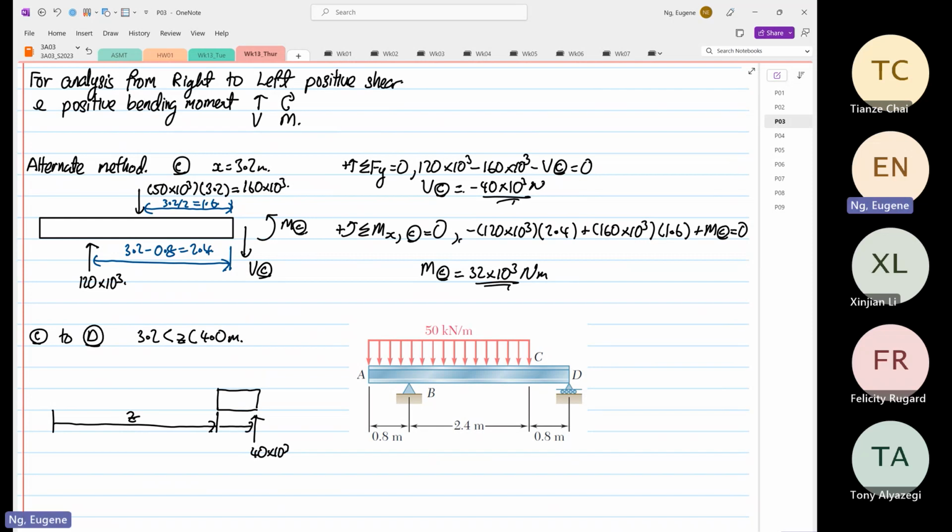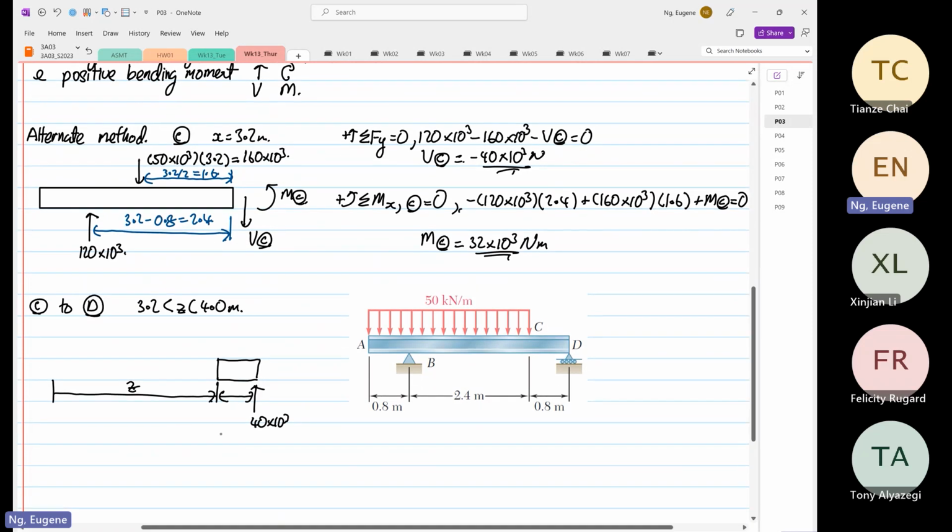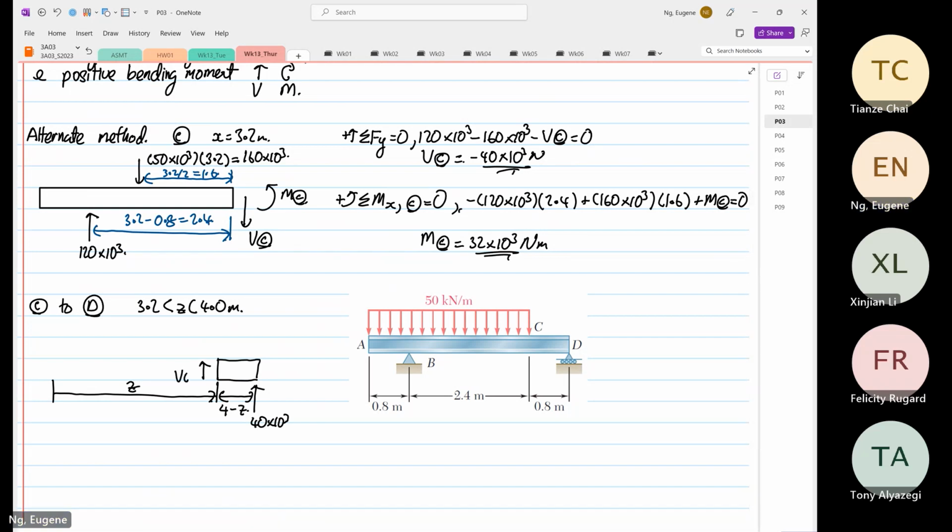And the distance from here to here is 4.0, so 0.8. Yeah, 4 minus z, not z minus 4, because it has to be a positive value, right? So positive shear is going up now. V as a function of z, and then moment. Okay.